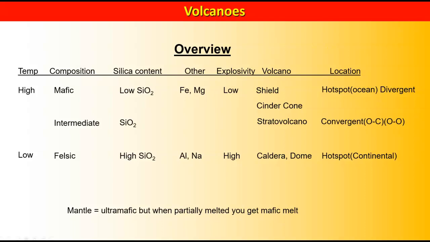Okay. And here are some other properties that we associate with these compositions, right? These melt at high temperatures, they have low silica, and some of the elements that are there. Here's explosivity, like how violent are they? Here are some volcano names that we'll discuss shortly. And here are some places where we get these types of volcanoes.